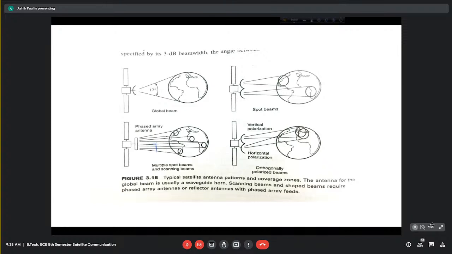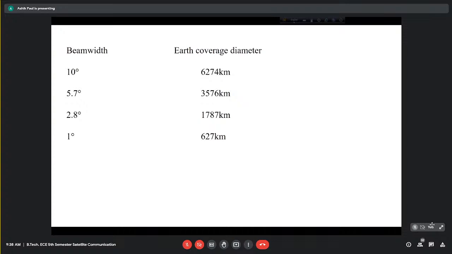And then we can always have orthogonally polarized beams. That means they could be either vertically polarized or horizontally polarized, and you can increase the number of users that way. This is also a bit similar to the orthogonal polarization frequency reuse technique that we have studied earlier. So typically, as a rule of thumb, if the beam width of the transmitting antenna on board the satellite is around 10 degrees, then it will cover nearly more than 6,200 kilometers of the Earth.